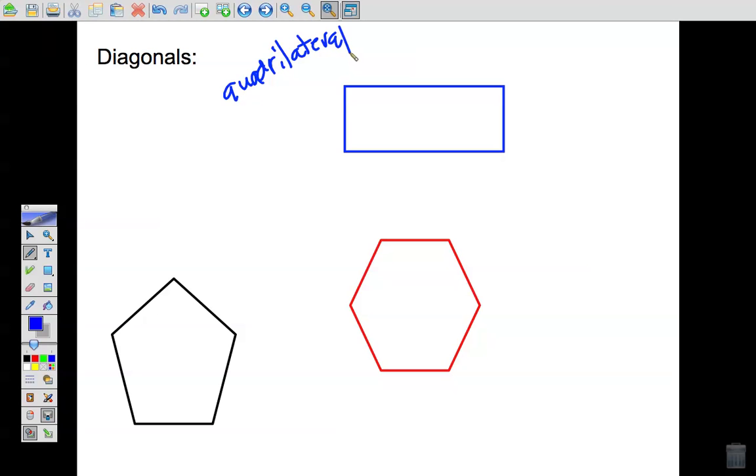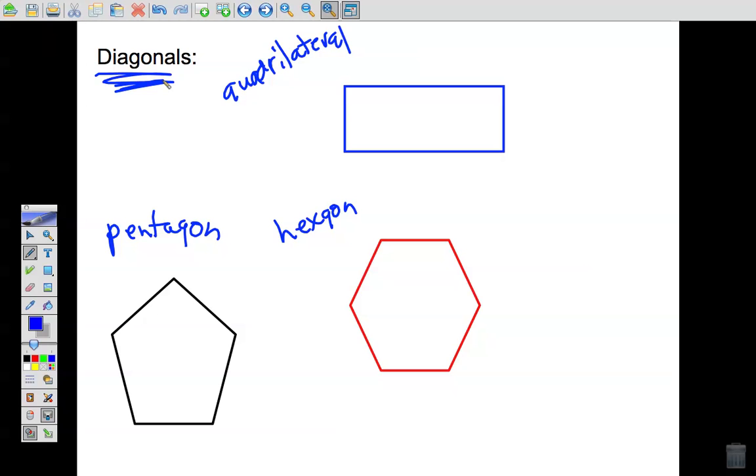But these names that we gave a little bit ago are very, very general names. Let's see, the red one, 1, 2, 3, 4, 5, 6. So that's a hexagon. And then I have a pentagon down here. Now, we're getting to this thing with diagonals.